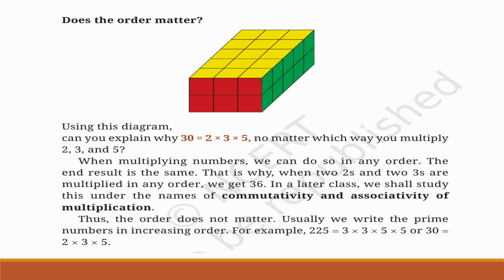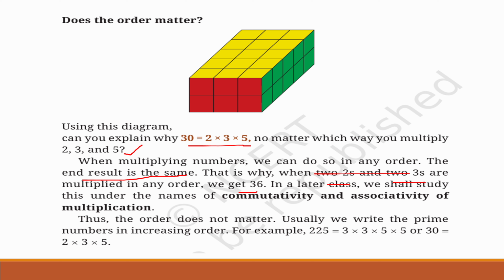Using this diagram, can you explain why 30 is equal to 2 into 3 into 5? No matter which way you multiply 2, 3 and 5, when multiplying numbers, we can do so in any order. Then the result is the same. That is why when two 2's and two 3's are multiplied in any order, we get 36. So while doing multiplication, we can do in any order. Then the result will be the same.